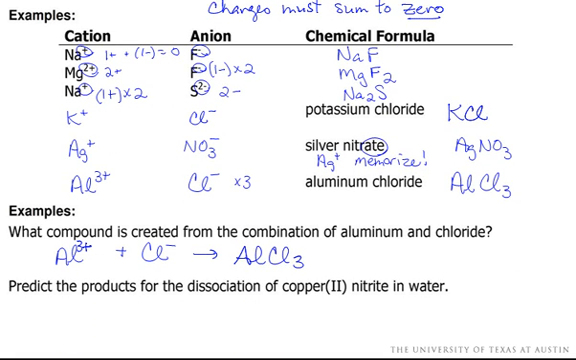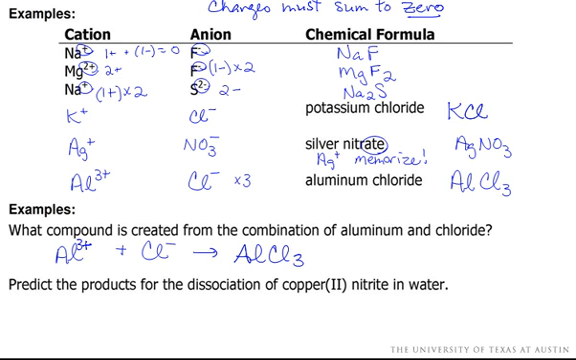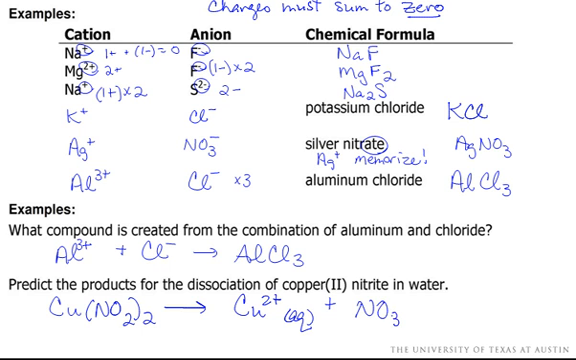And another example here. What are the products of dissociation? Oh, so we're starting off with copper 2 nitrite. To break those up, it becomes copper 2 plus aqueous and nitrite, NO2 minus aqueous.